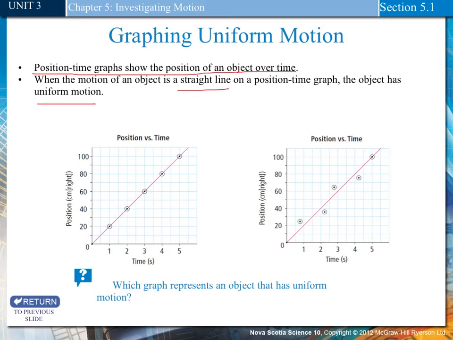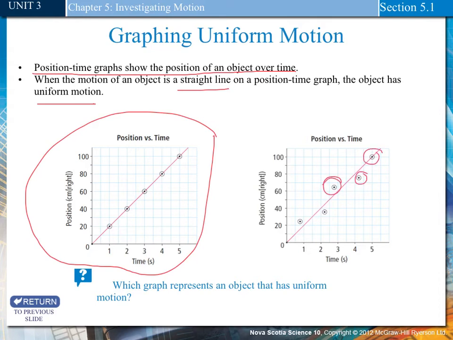Which graph represents an object that has uniform motion? Think about it. The graph on the left shows uniform motion. All the dots are along the line, whereas in the graph on the right, the dots aren't on the line.